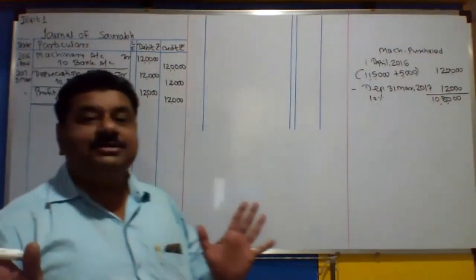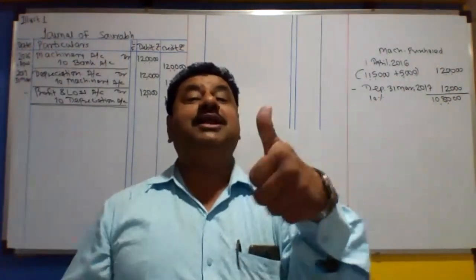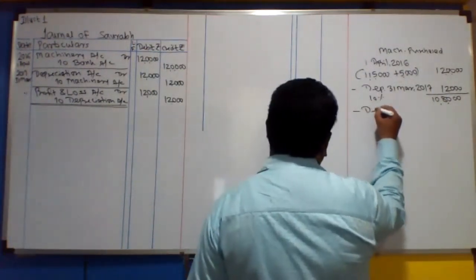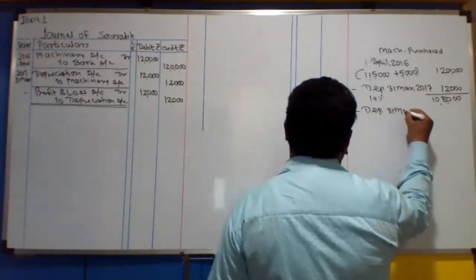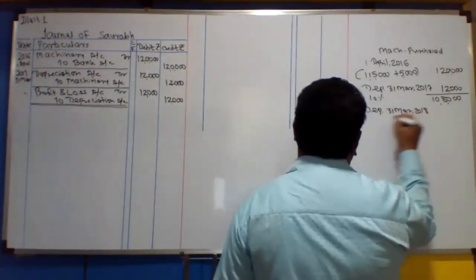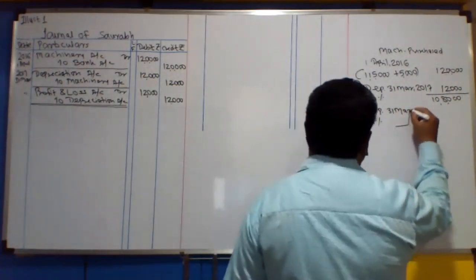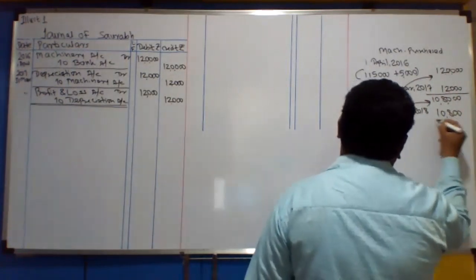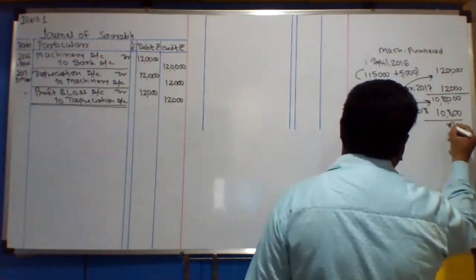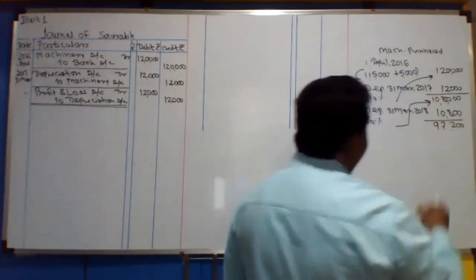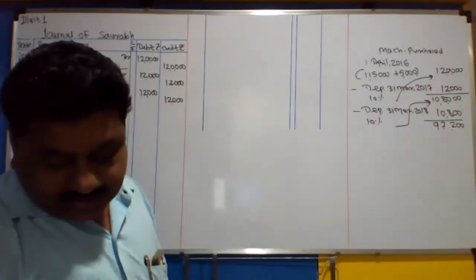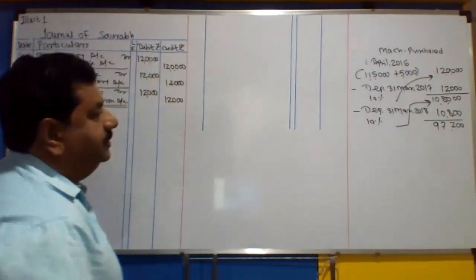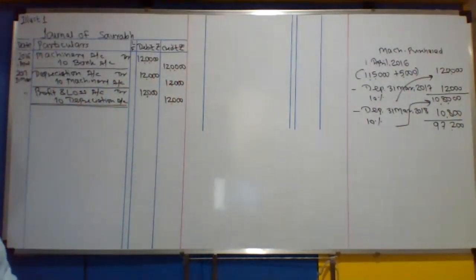Now see, what is your method? Written down value. In the second year there is no transaction; the transaction is directly in the third year. So for the second year, we calculate depreciation on 31st March 2018, which is 10% on the balance, that is 10,800. So the balance left now is 97,200.